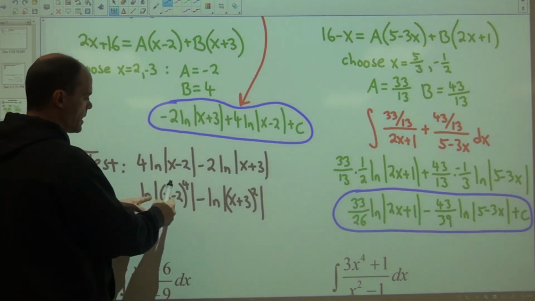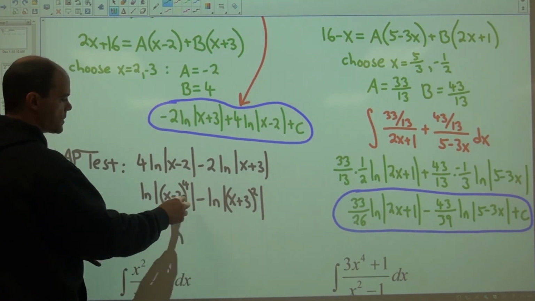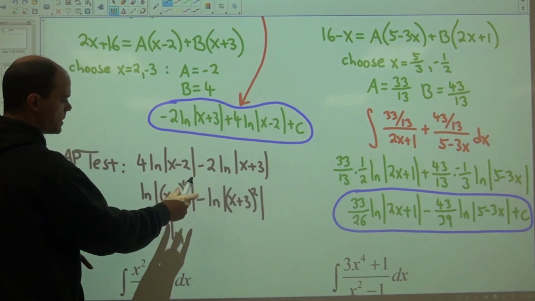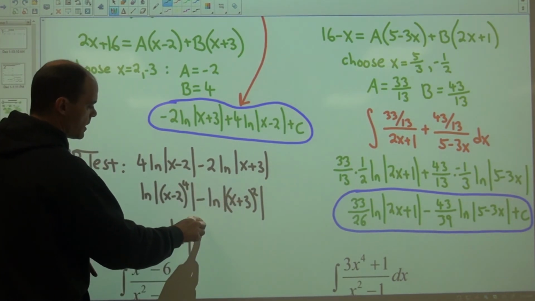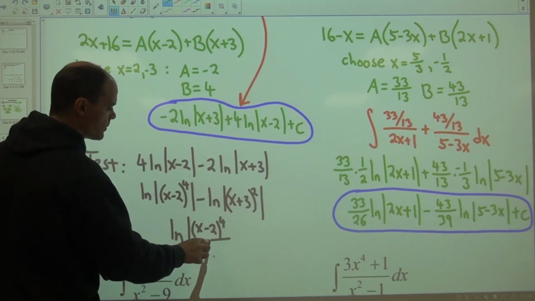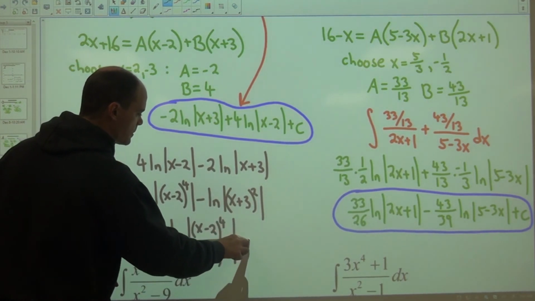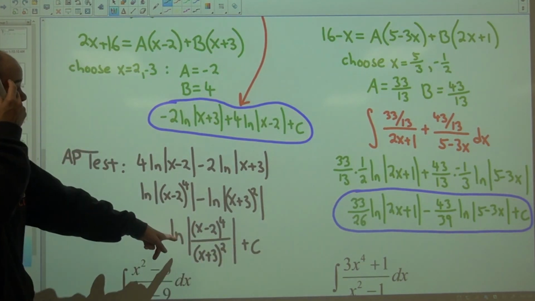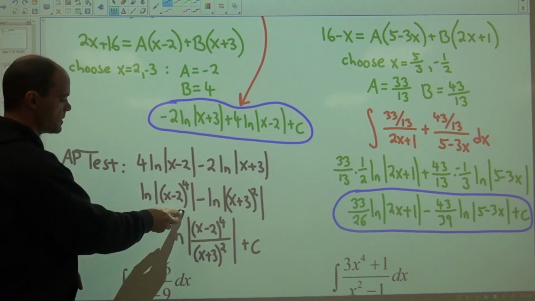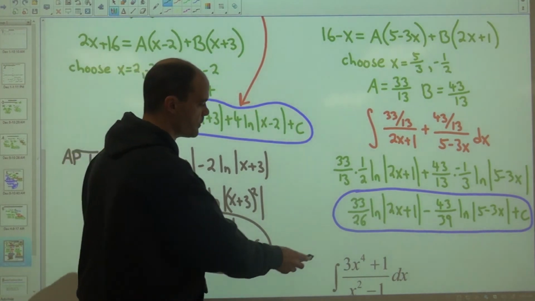And now ln of the same base e, this could be written again as a quotient. The subtracted piece, the difference between these two, is the same thing as x minus 2 to the 4th over x plus 3 squared. So it could be rewritten like this, it could be rewritten like this. So the AP test can really give you guys different versions of the answers. Don't worry about this stuff down here.